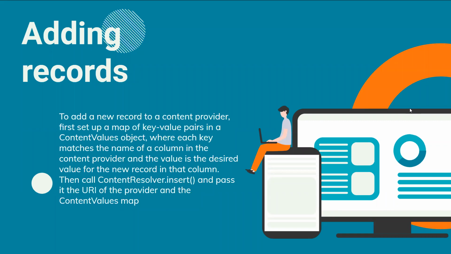First, let's look at adding records. To add a new record to a content provider, first set up a map of key value pairs in a content values object, where each key matches the name of a column in the content provider and the value is the desired value for the new record in that column. Then we have to call the content resolver insert method and pass it the URI of the provider and the content values map.